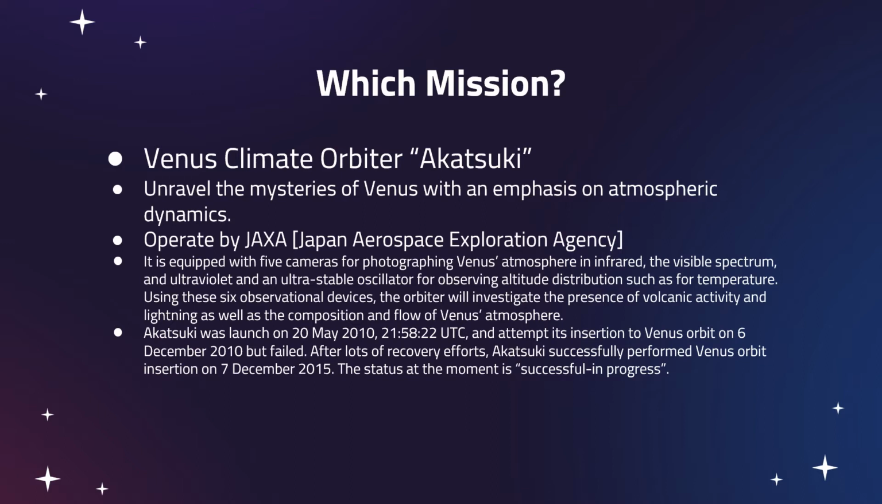It is operated by JAXA, the Japan Aerospace Exploration Agency. With 6 observational devices, the orbiter will investigate the presence of volcanic activity and lightning, as well as the composition and flow of Venus' atmosphere.